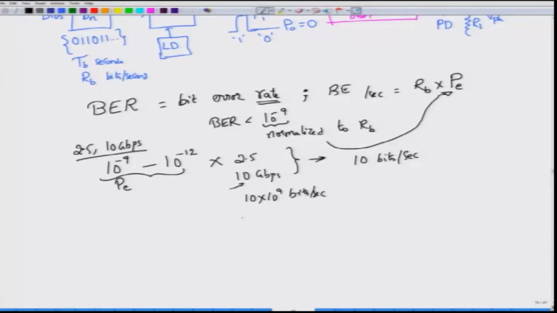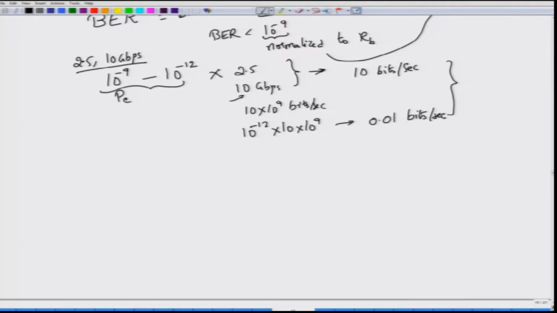When you have 10 to the power minus 12, the errors that you are making per second will be even smaller, right. So, this would be 1 into 10 to the power 10 times 10 to the power minus 12, which would be 10 to the power minus 2, so which is 0.01 bits per second, correct. These are the typical values that you would have seen about 15 or 10 years ago when you had commercial 2.5 Gbps and 10 Gbps systems in operation.